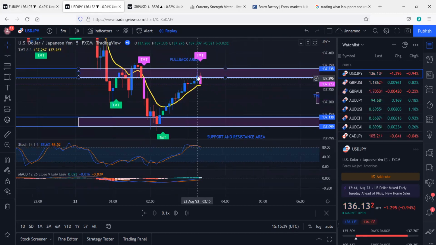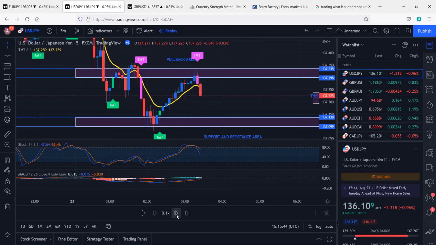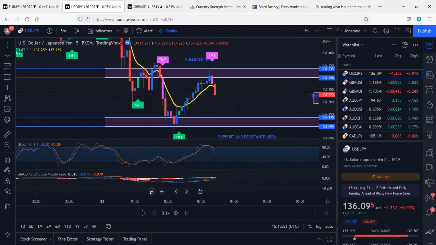Now, as we see here, this blue candle touched my area. And then the next candle was a purple candle. So we would have cleared that. We would have had a good clearance there. Let's head a bit forward. There we go. You would have had another clearance there as well if you did enter my area for the pullback area.